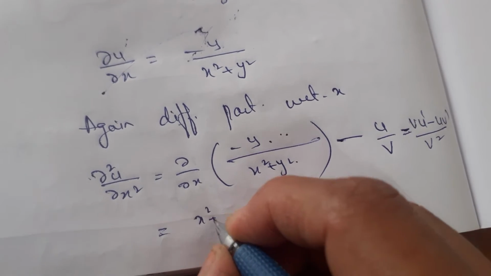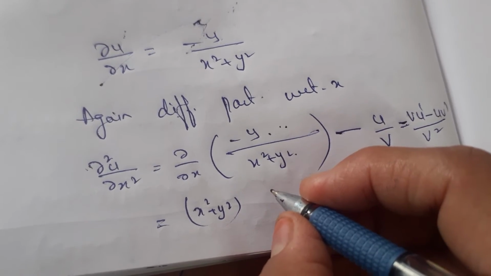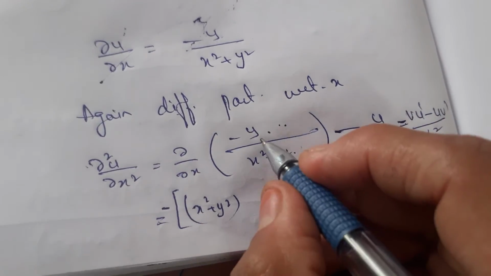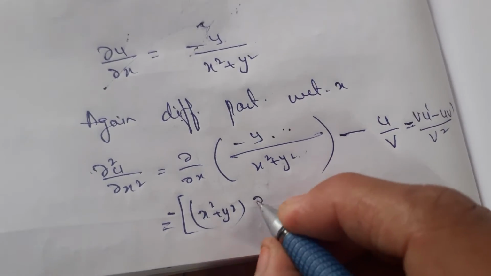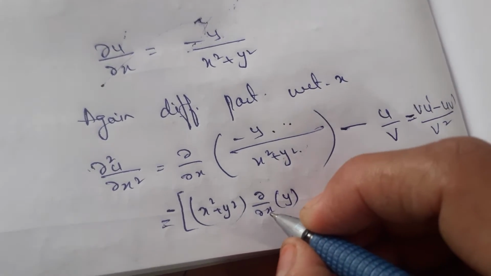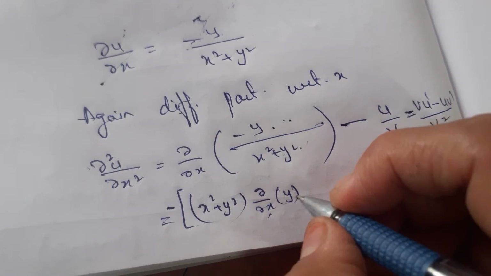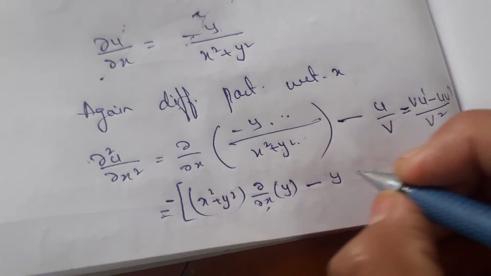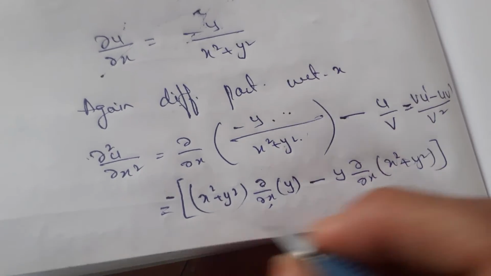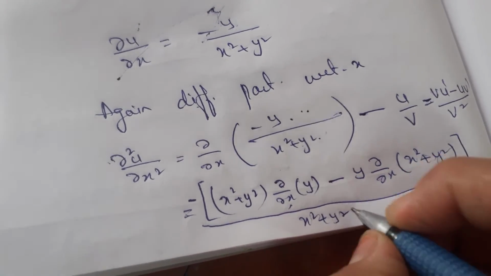Here v means x square plus y square, and I am keeping this minus out. The differentiation of y, that is ∂/∂x of y, will ultimately give you 0, because we are differentiating with respect to x, but the term given is y, so its value is 0. Minus y times ∂/∂x of (x square plus y square), by v square. What is our v square? (x square plus y square) whole square.